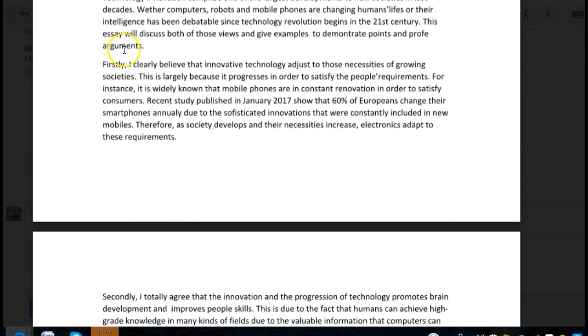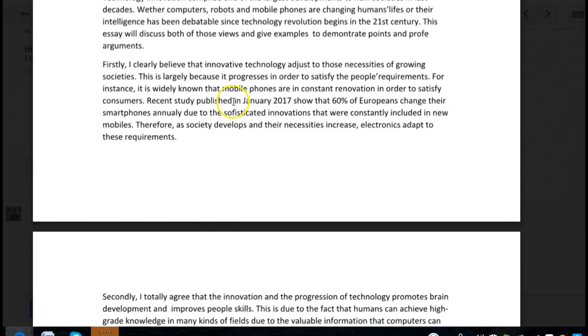"Firstly, I clearly believe that innovative technology adjusts," with an S, "to those necessities of growing societies." Okay, you don't even need to say "to those." You could have just said "to the necessities of growing societies," and it makes a little more sense like that. "This is largely because it progresses in order to satisfy the people's requirements. For instance, it is widely known that mobile phones are in constant renovation." Not really renovation, but let's think. Actually, they undergo constant improvement in order to satisfy customers.